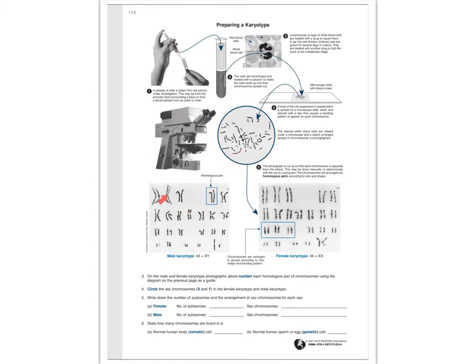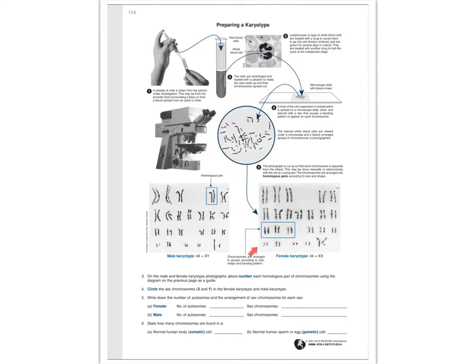These two look alike, this one, and you can start separating the homologs. So this is a homologous pair, right? And so this is 44 plus an X and a Y. So 44 and X and Y is what? 44 plus 2 is 46. So 46 or 23 pairs, the X and the Y being one of the pairs. There's the X and the Y.